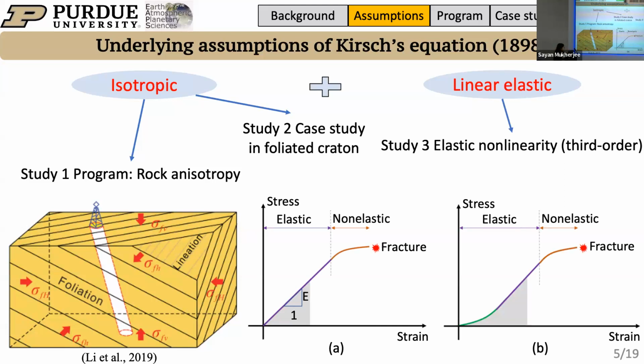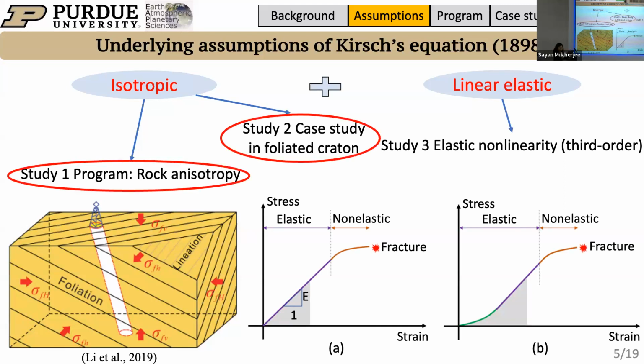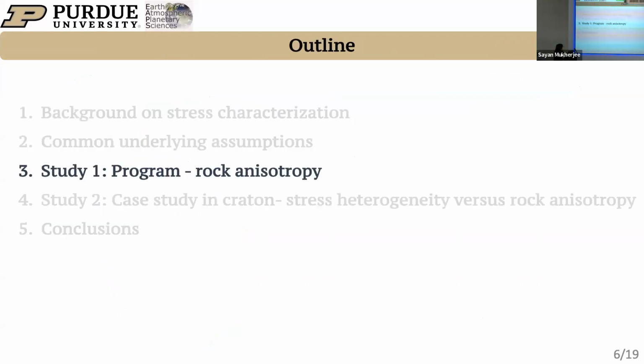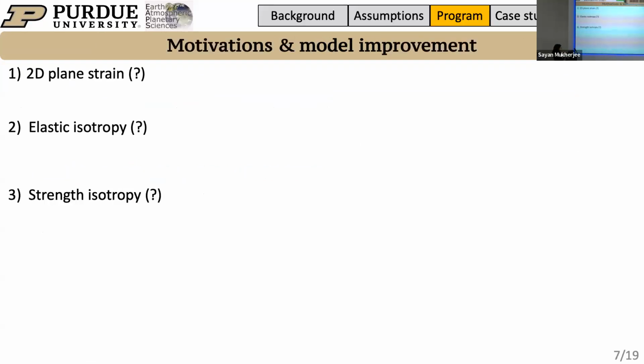But because of the time limitations, I will only briefly talk about these two studies here. So let's delve deeper into the problems that try to see how the wellbore will fail in the rock anisotropy conditions. As I mentioned before, normally when we do the crustal stress analysis, we think it's a 2D plane strain problem, and also the rock has elastic and strength anisotropy.